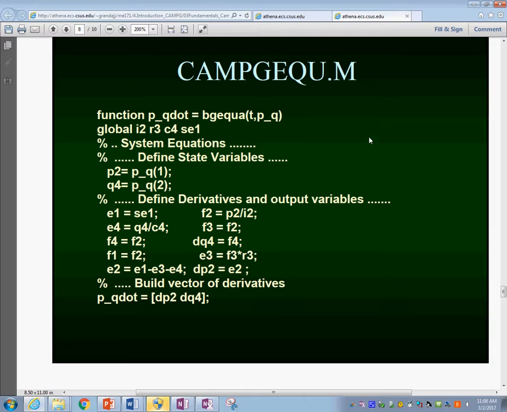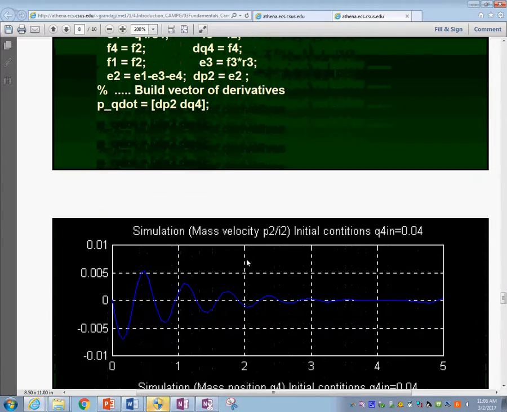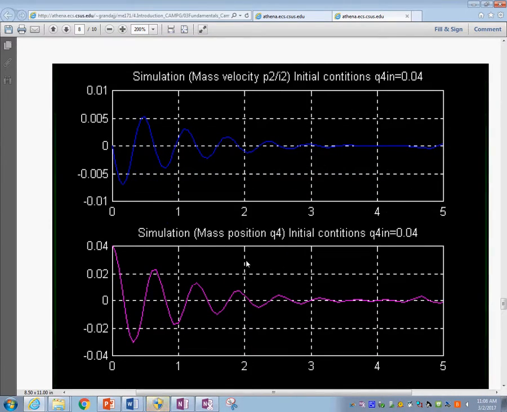In this case, the CAMG-QU file produces the equations in individual form, and this is used mainly for the time domain. But once you submit those files to MATLAB, you will get a response like this. This is a time domain response for the displacement. So at the top, you're going to see the velocity, and at the bottom, you see the position. And that we can do with many other variables.